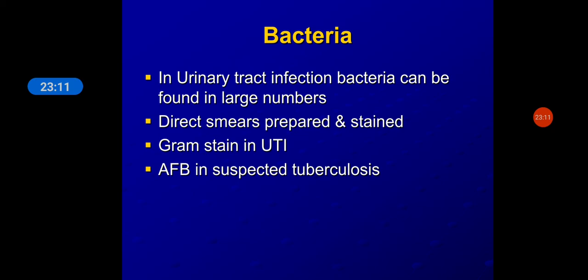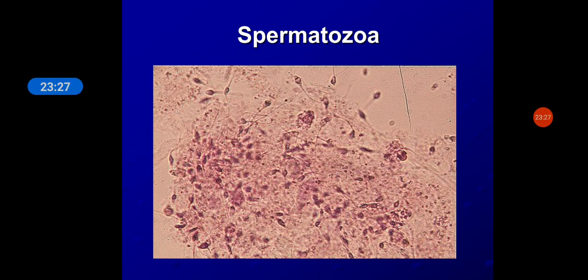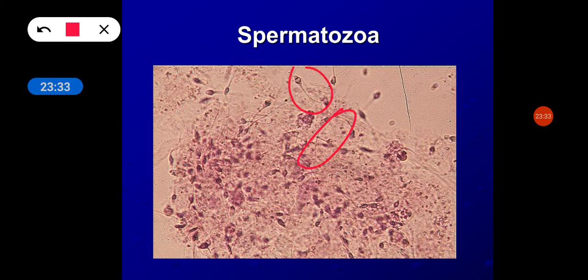Now bacteria: if you find bacteria in large numbers, it definitely indicates urinary tract infection. You can do a gram stain. If you're suspecting TB, you can even do acid fast bacillus staining. This is spermatozoa, with the head and the tail, usually seen normally in males.